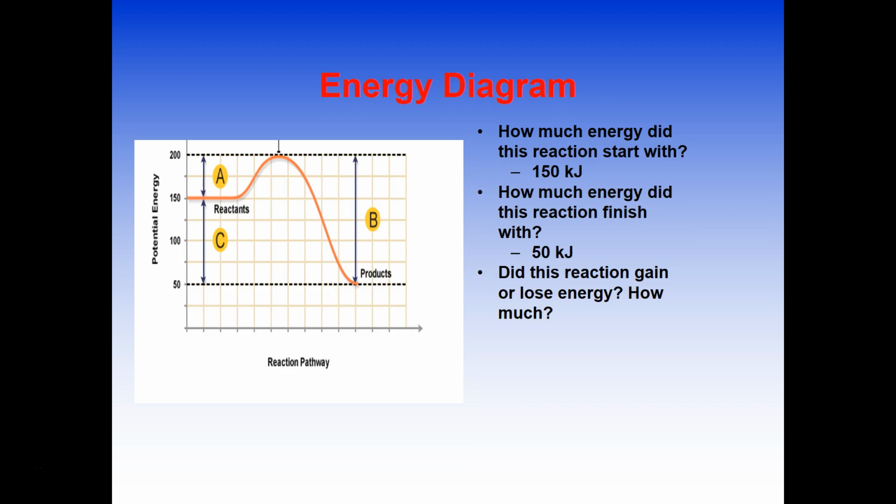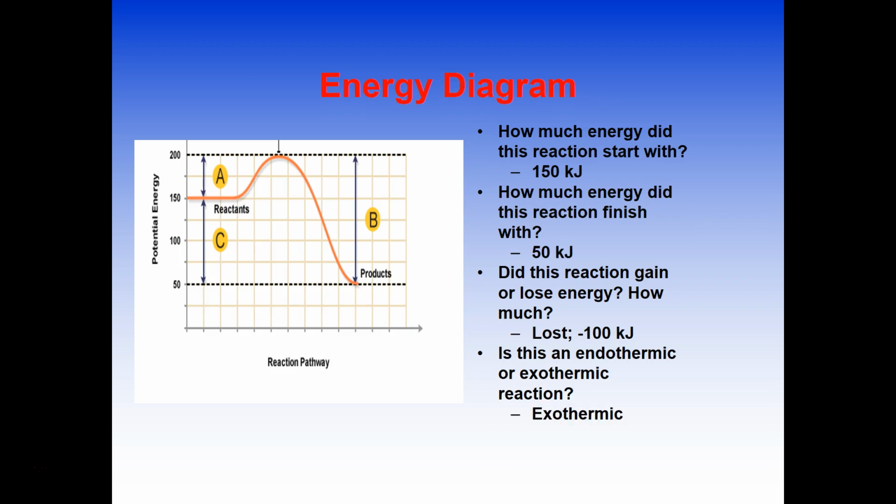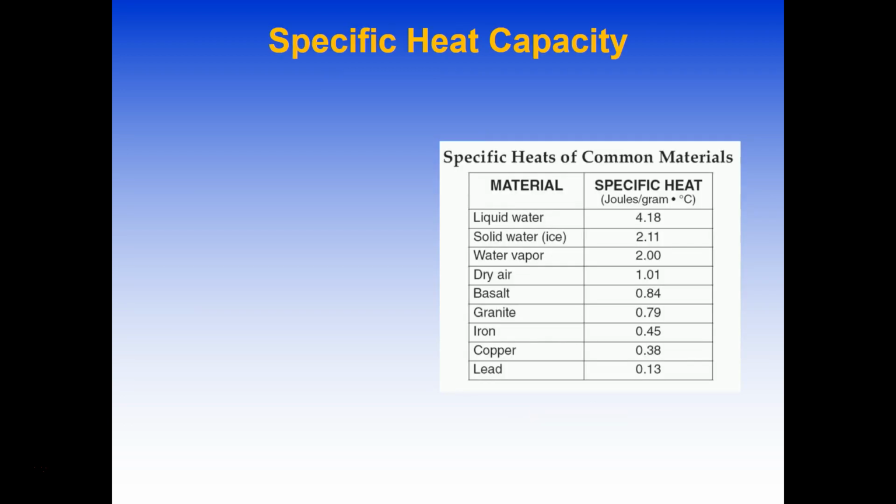Did this reaction gain or lose energy, and how much? Well, it lost energy. Our products are lower than our reactants, and it lost negative 100 kilojoules. We put it as a negative number when things are lost. So based on all this, is the reaction endothermic or exothermic? It is exothermic because we lost energy. Like I said, these diagrams are pretty straightforward, and you've already learned how to do them in biology, so these should be easy points for you on upcoming tests and quizzes.